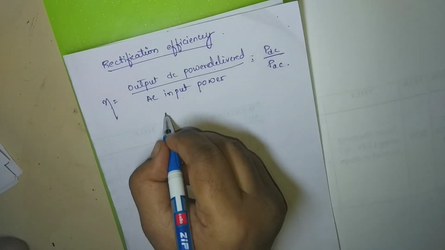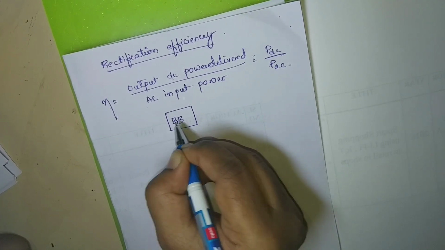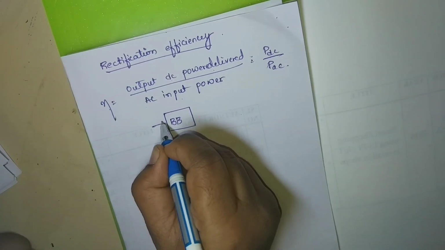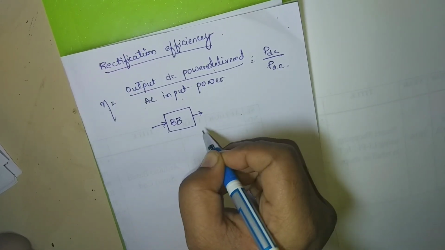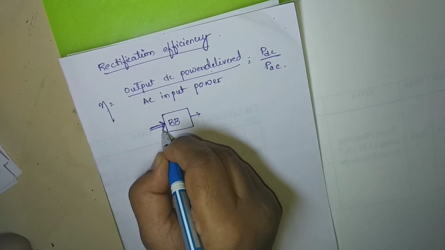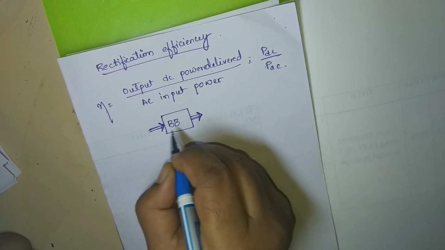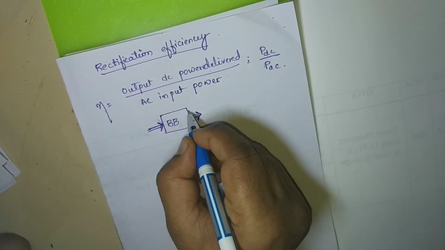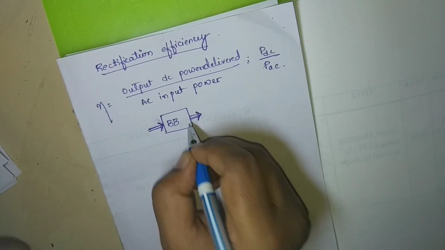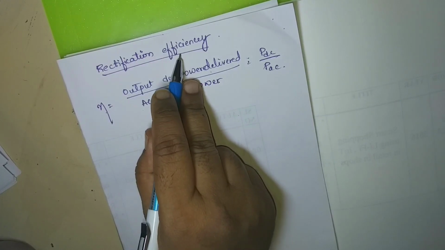It is nothing but, so if I have a black box, that is, I don't know what is inside it, I give some input and I take some output. So what is the amount of input I am giving, and what is the amount of output I am getting? That will define what the efficiency is.